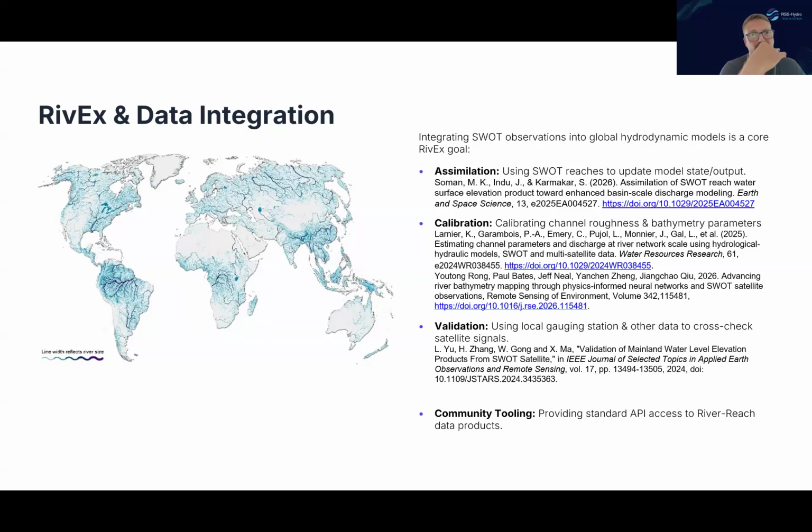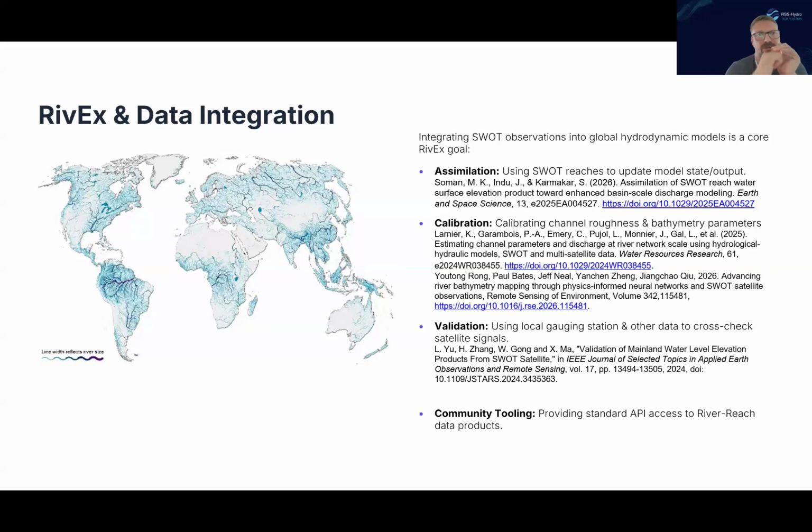There is a lot on assimilation to update model state output with SWOT observables. And I put here the paper references of those that I read for this talk, and I think are really great. If you want to follow up, please just read them. They are fantastic. They're also not too difficult to follow, because SWOT can become quite technical.